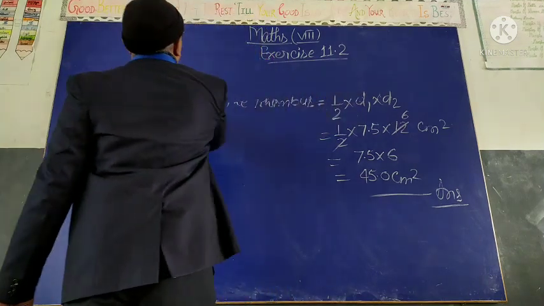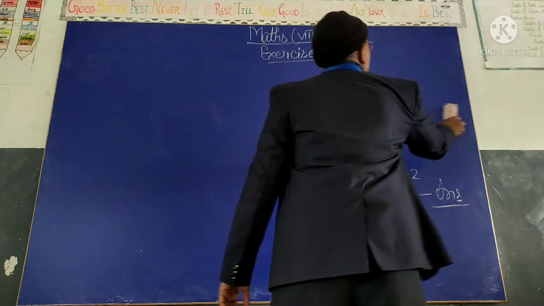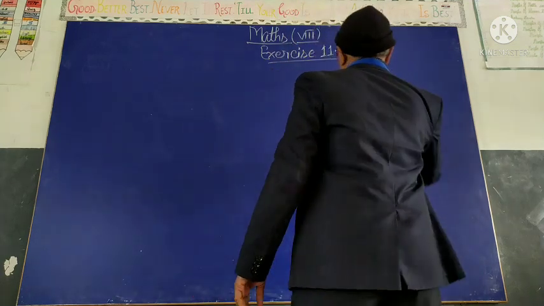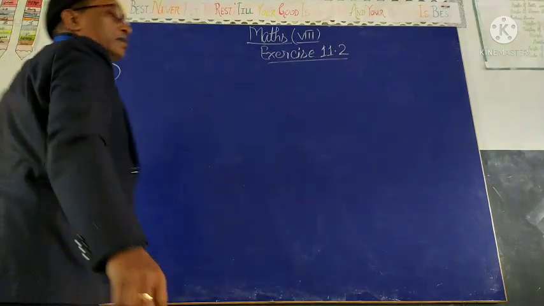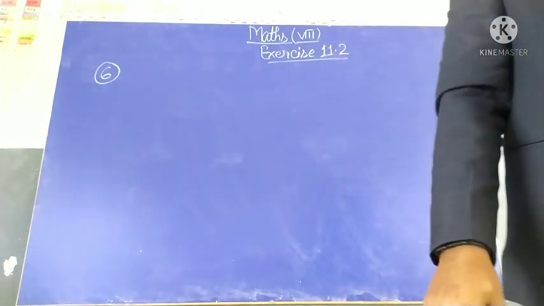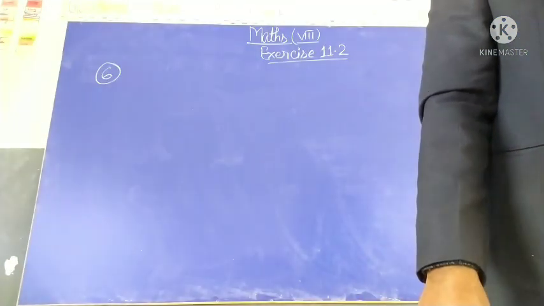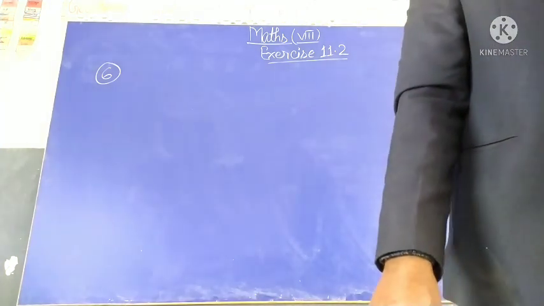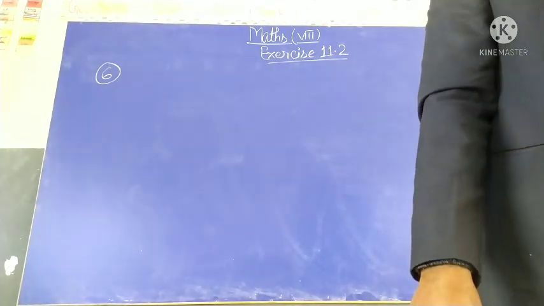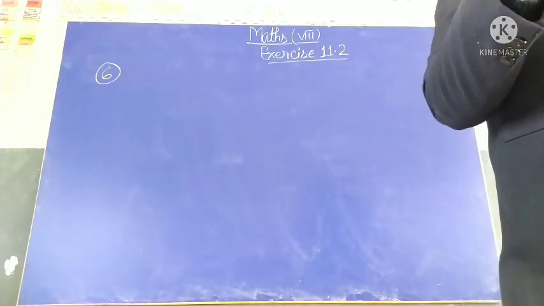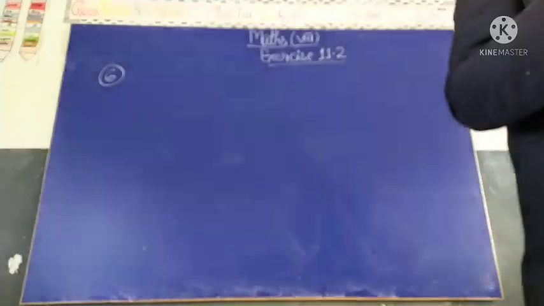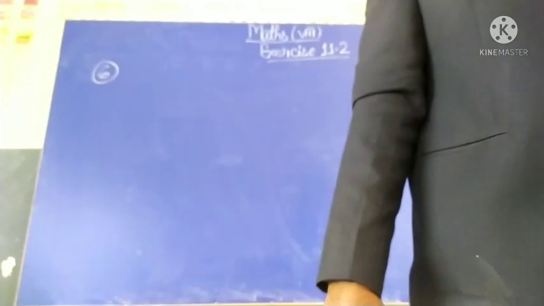Question number 6. Find the area of rhombus whose side is 5 centimeter and whose altitude is 4.8 centimeter. If one of its diagonals is 8 centimeter long, find the length of the other diagonal. In this question, you find out two answers. First, area of rhombus and second, length of the other diagonal.